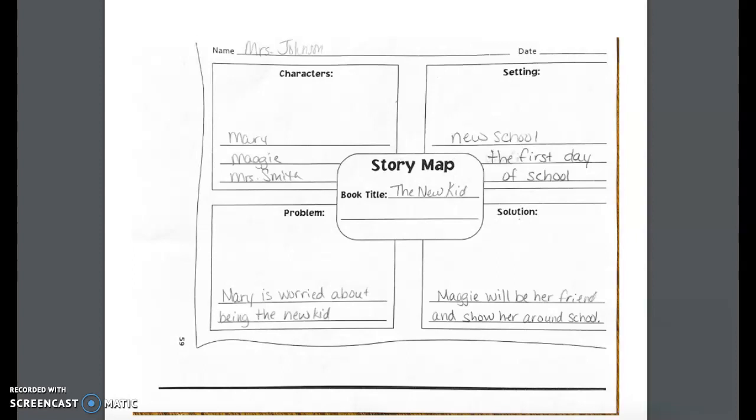Then we have problem and solution. In every story, there's a problem and a solution. So write down what you want your problem to be. In my story, Mary is worried about being the new kid in school. And the solution happens when Maggie will be her friend and show her around school.